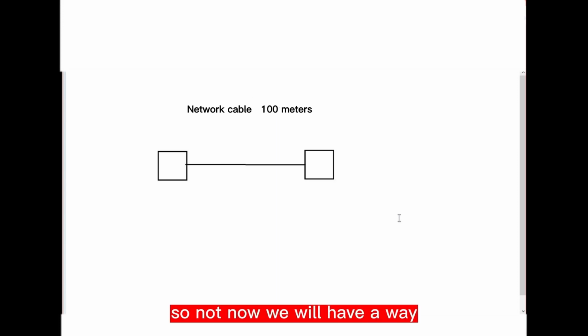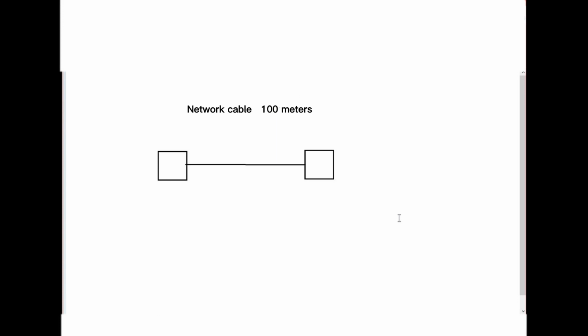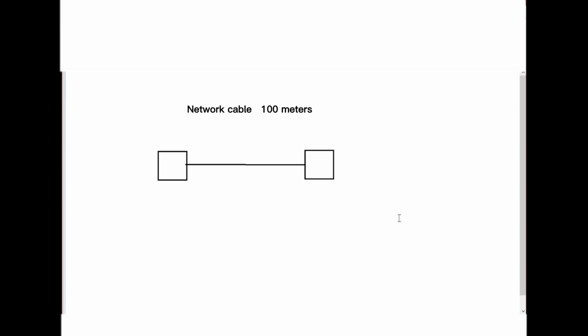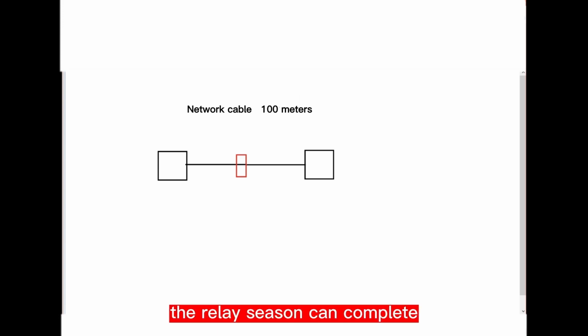So not now. We will have a way. Add a repeater between these two devices. Just give it a signal amplification in the middle. I draw a device here. This is the repeater. The repeater can complete the amplification of the data signal.